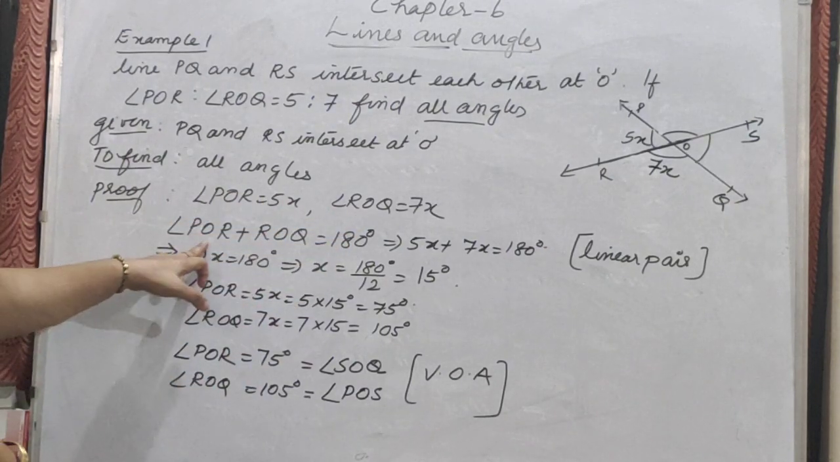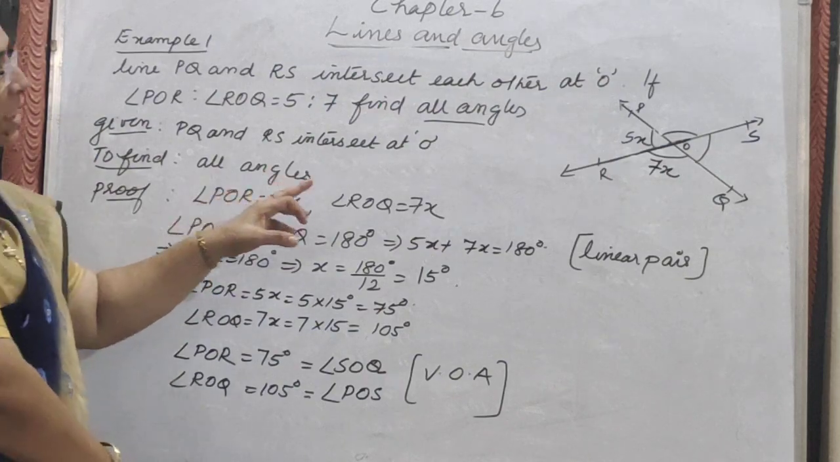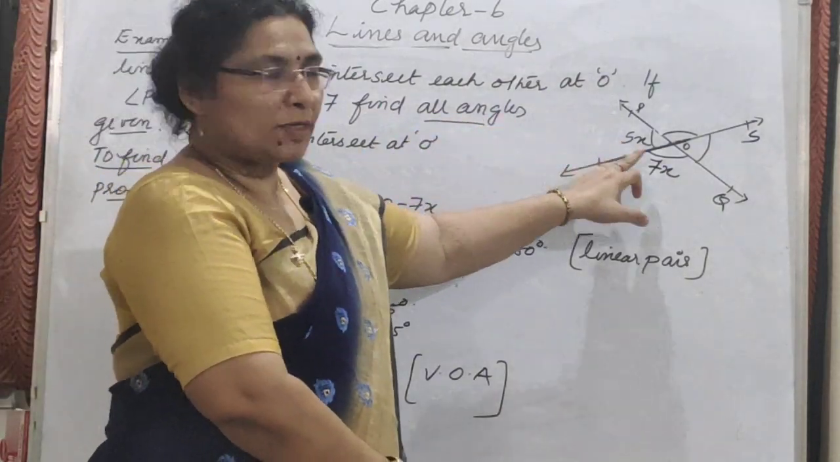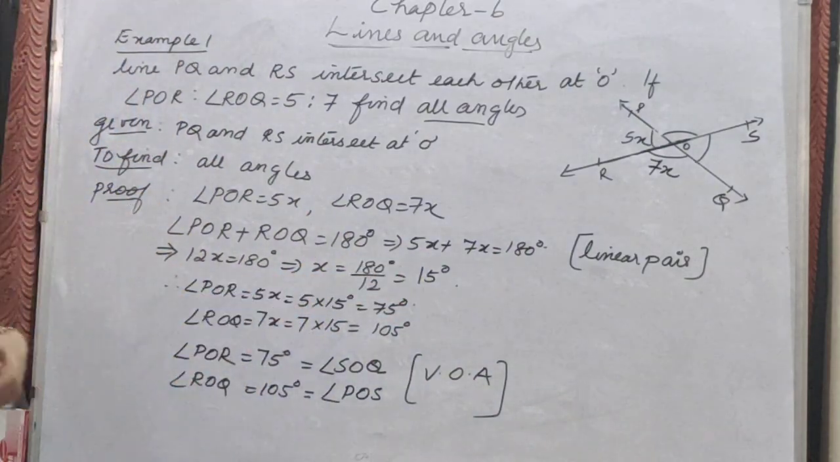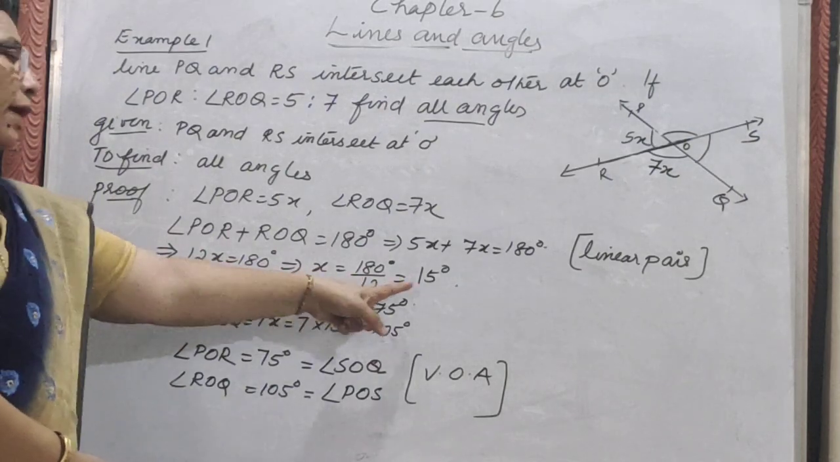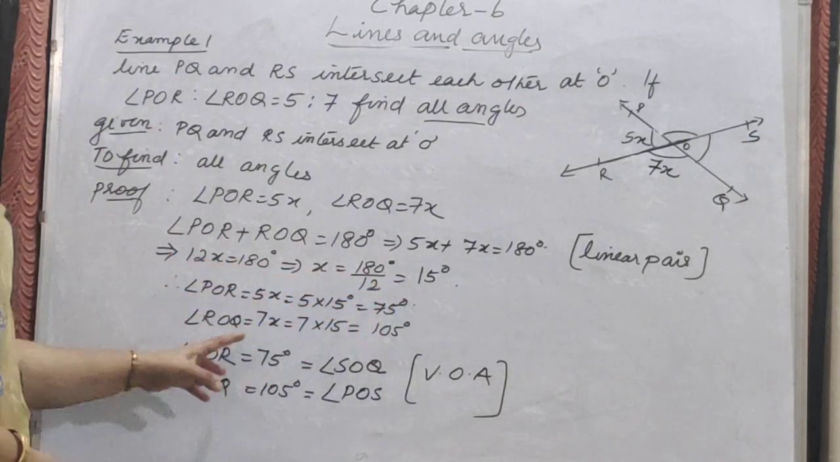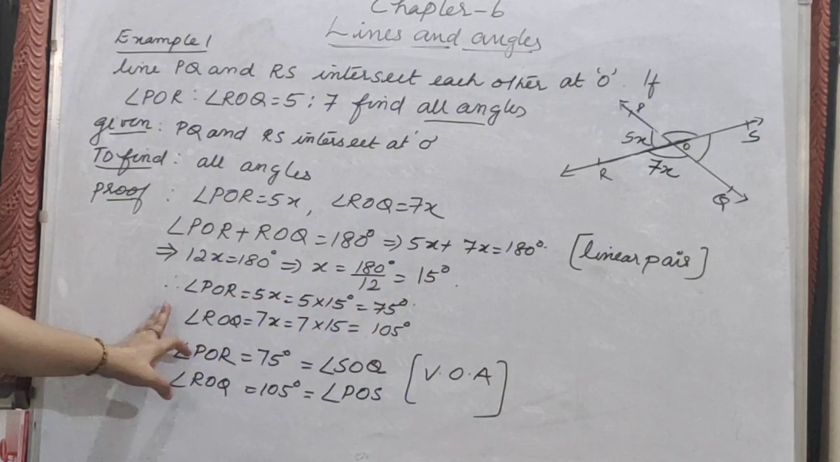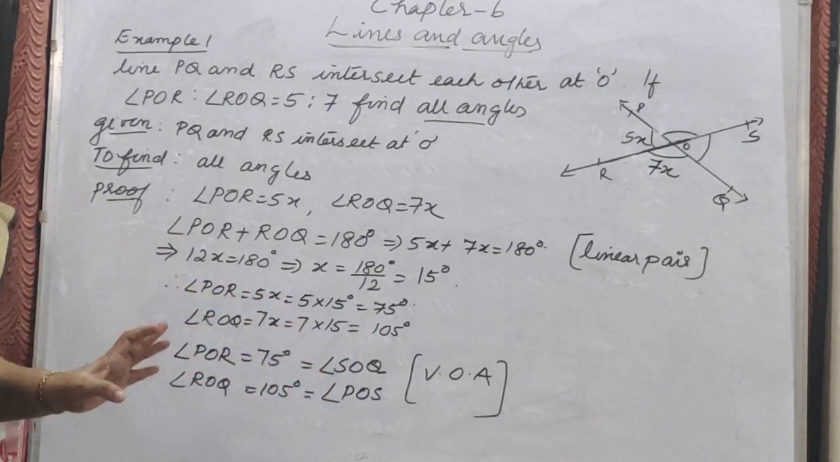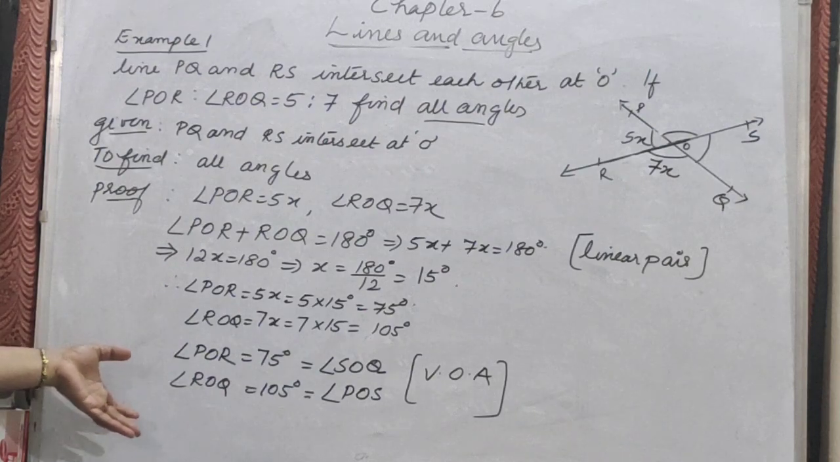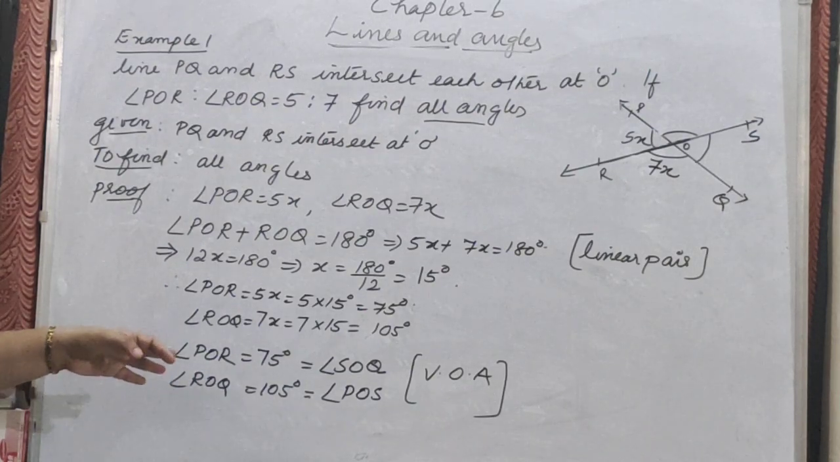Now what is the property we have used here? Linear pair. If you see the figure, you know that 5x plus 7x equals 180 degrees. The same thing we have written, 5x plus 7x equals 180 degrees, linear pair. If you add and simplify, we get x equals 15 degrees. So angle POR equals 75 and angle ROQ equals 105. Still the question is not completed. The question is asked for all the angles.